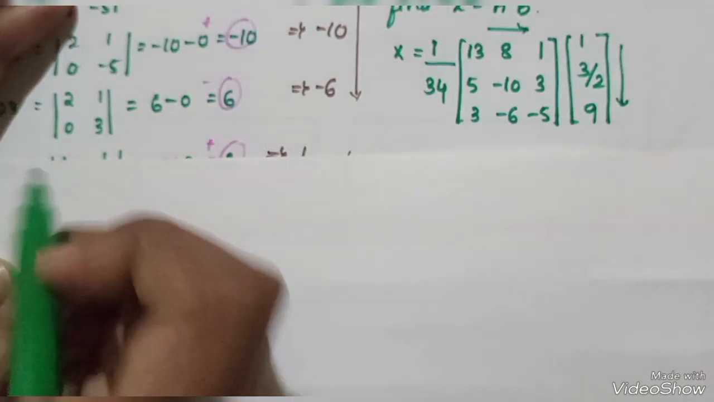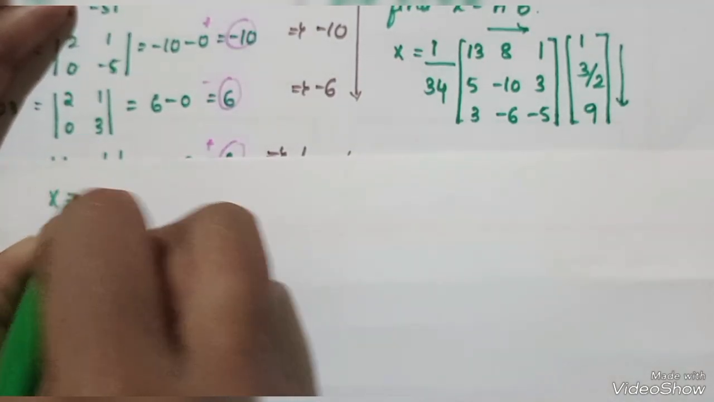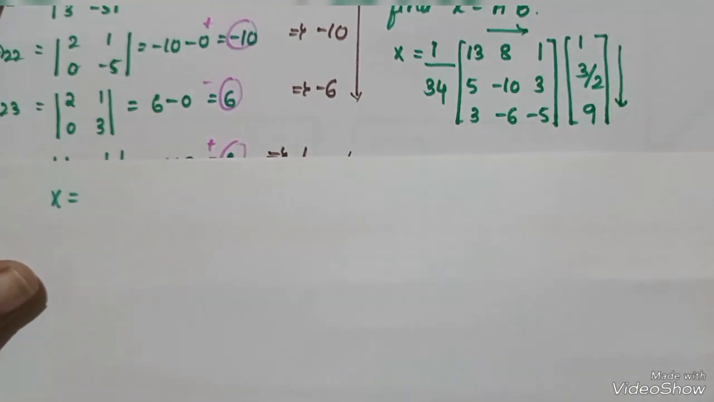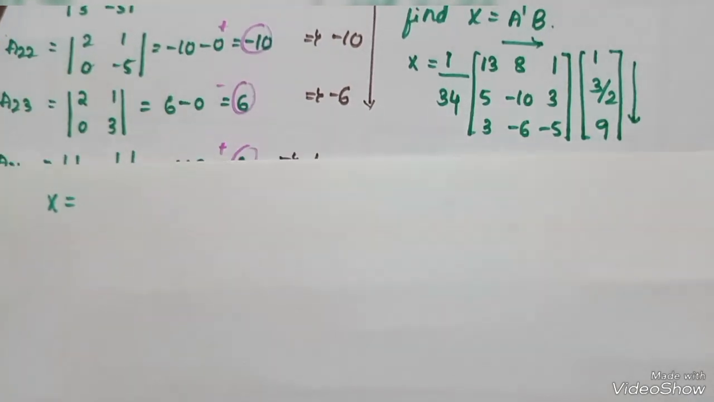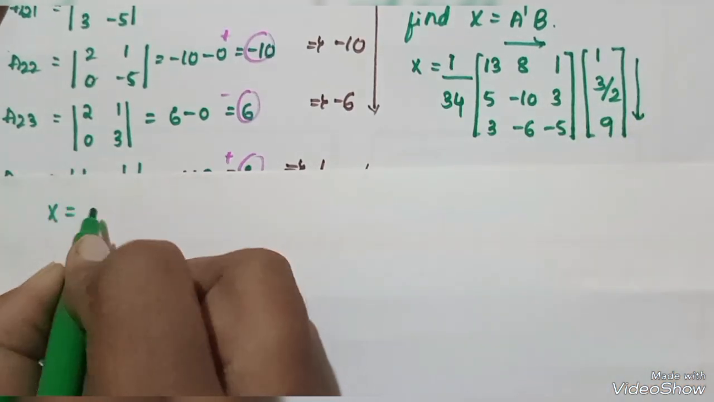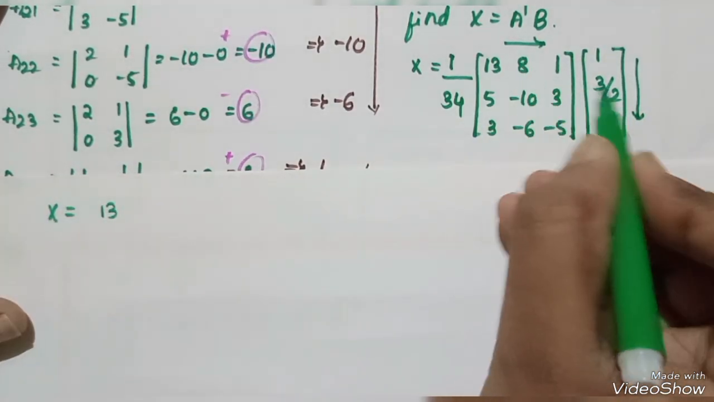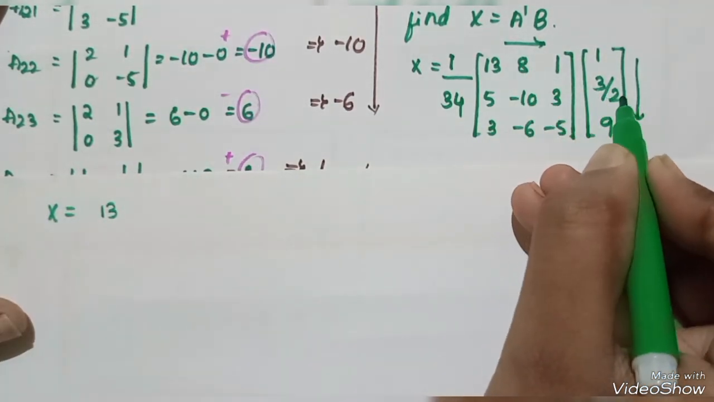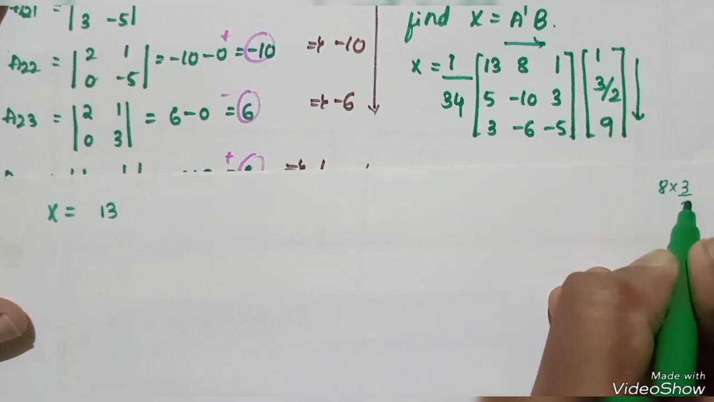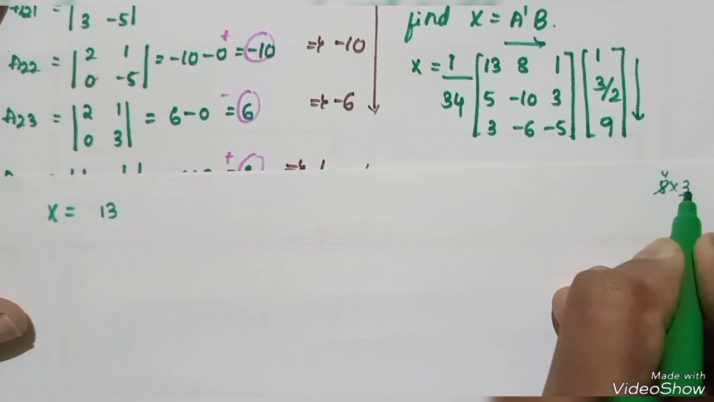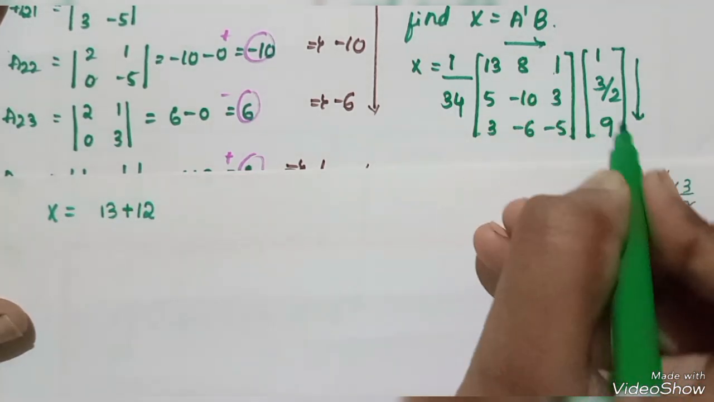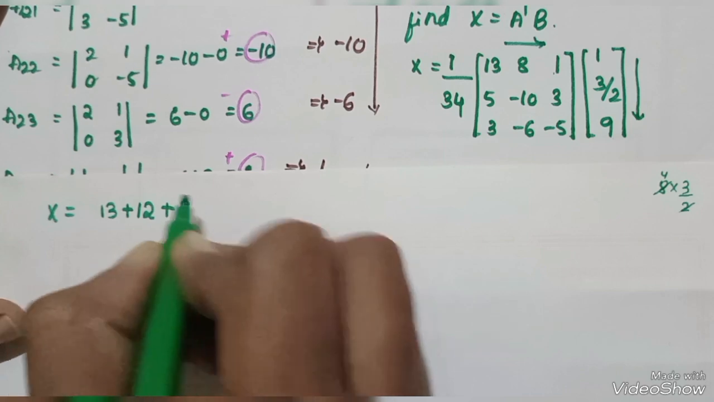Then it becomes x is equals to, 13 into 1, it becomes 13. 8 into 3 by 2, okay, that is 8 into 3 by 2. 2 ones are 2, 2 fours are 4, 4 threes are 12. Here plus 12. 1 into 9, it is 9.